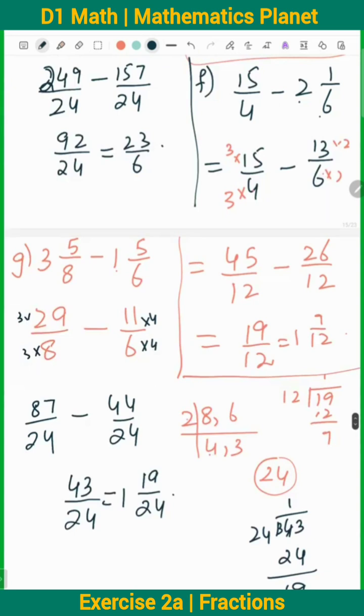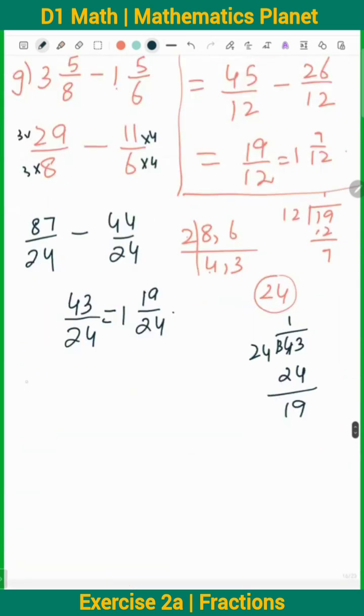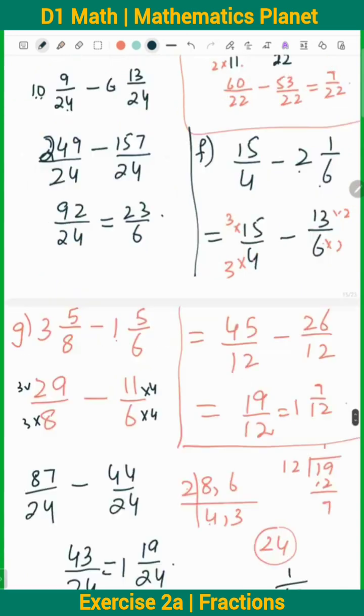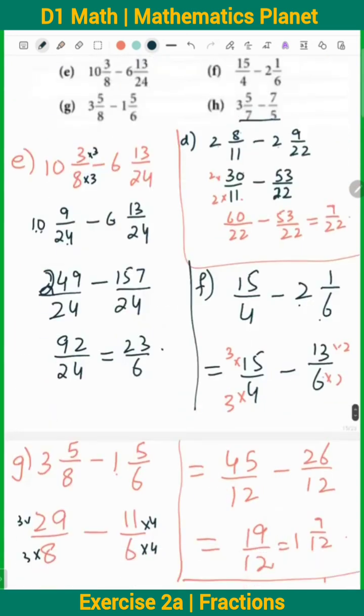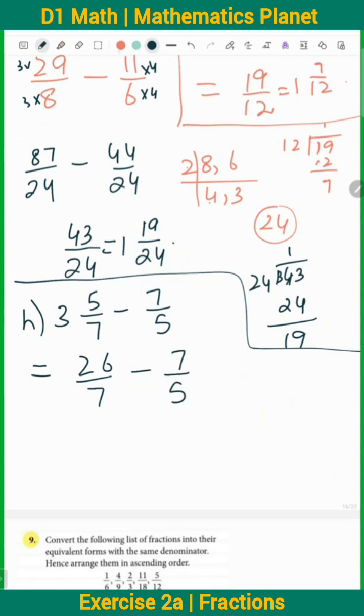3 whole 5 by 7 minus 7 by 5. You got 26 by 7 minus 7 by 5. So what you need to do now? 7 is a prime number. So you will multiply with the opposite numbers in the both fraction. So what will you get?